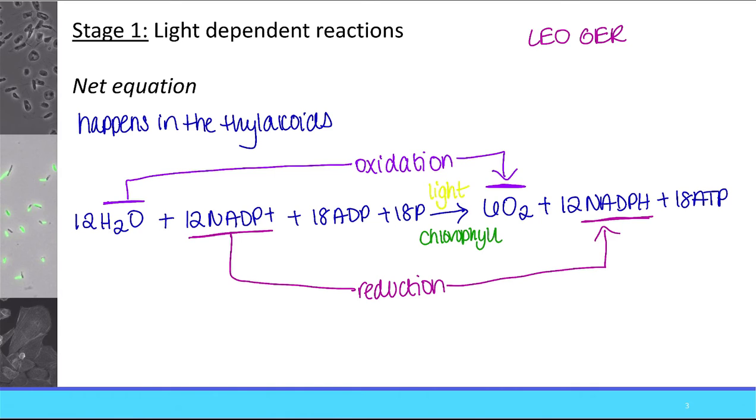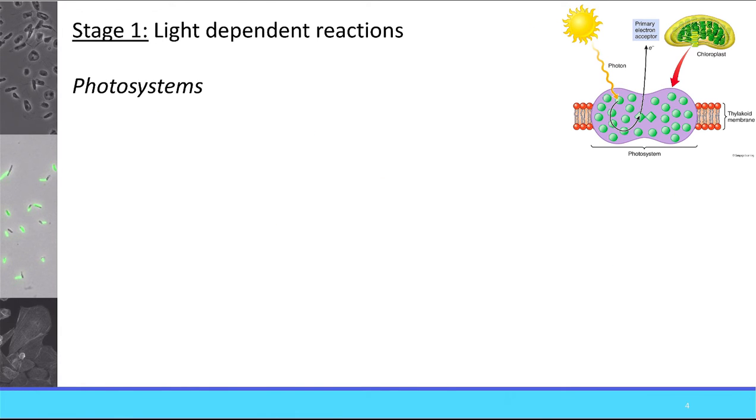Okay, so we said that this happens in the thylakoids, and before we actually get into this process and draw out how the light-dependent reactions occur, we actually have to talk about photosystems. We're going to talk about the proteins that make up the photosystems and the chlorophyll that's in them. That's actually where the light-dependent reactions happen. So let's go ahead and start on a new page here.